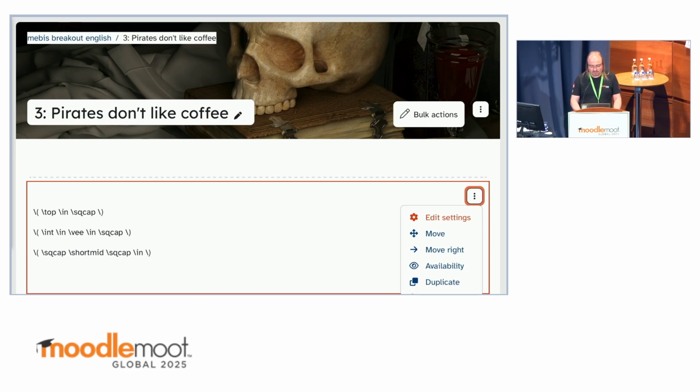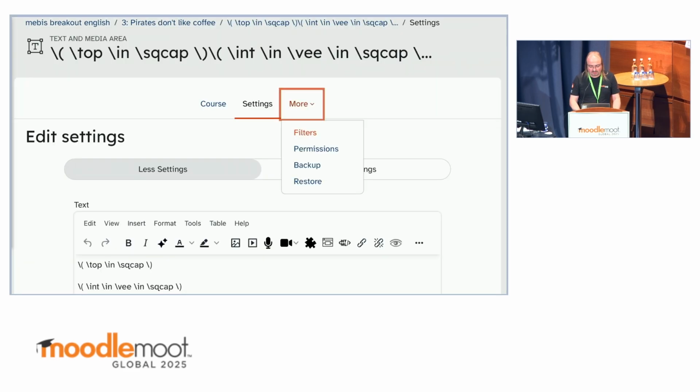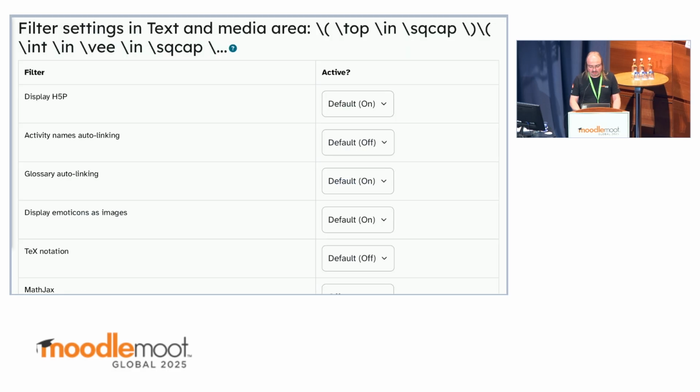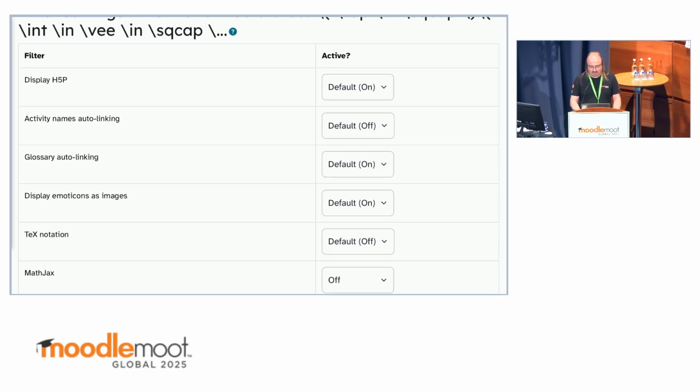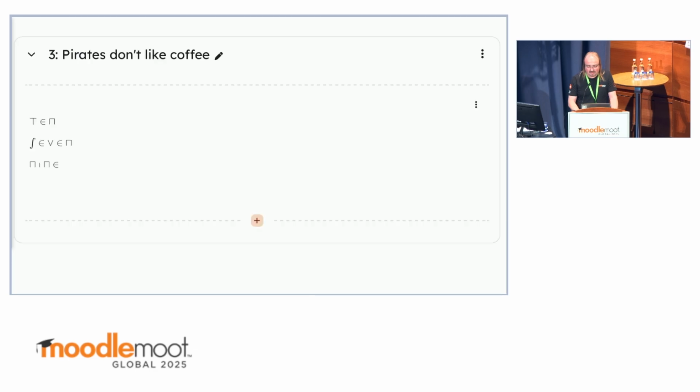We go to the settings page and open the filter menu. Scroll a bit. Somebody turned this off. Turn it on again. And then you can see 10, 7, 9, and have the combination for log number 3.